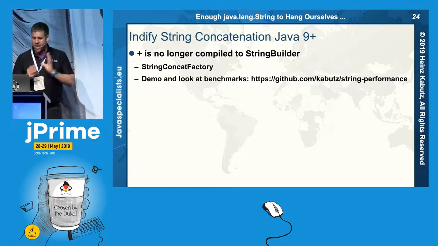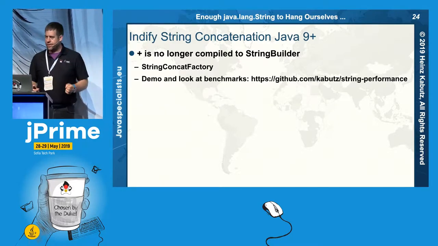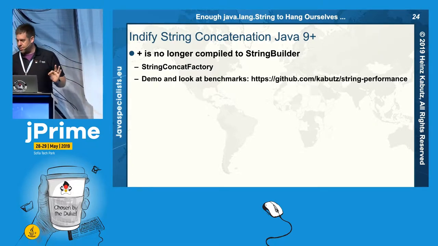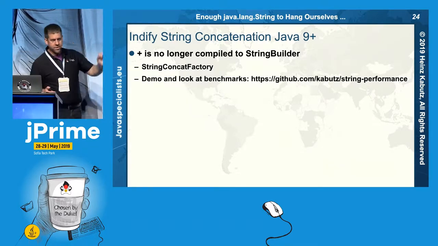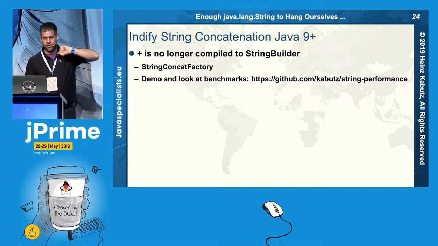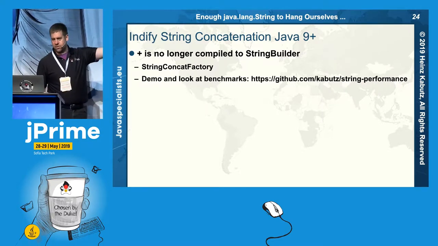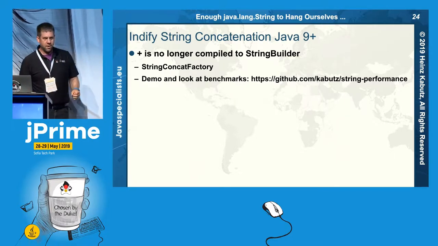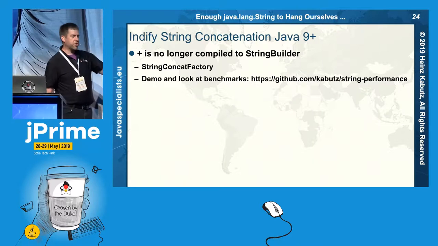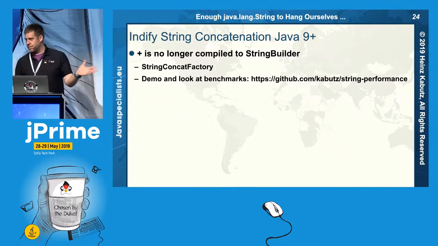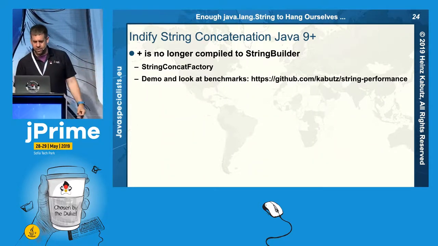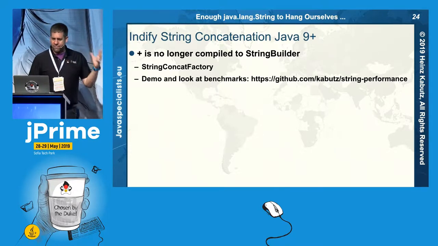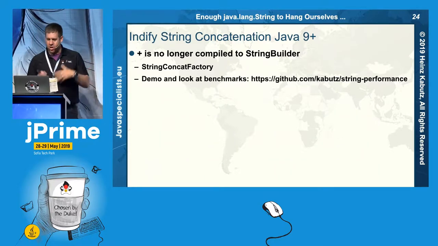So in Java 9, they changed the plus to no longer compile to string builder. If you're using Kotlin, plus at the moment is still going to be compiled to string builder. So even if you're using Java 11 with Kotlin, you're going to get the slower version automatically, right? But there's no reason why in the future they won't produce Java 11 code, and you automatically will get the speed update. So don't stop using Kotlin because of that. They've also got a string concat factory that does the actual concatenation of the strings.